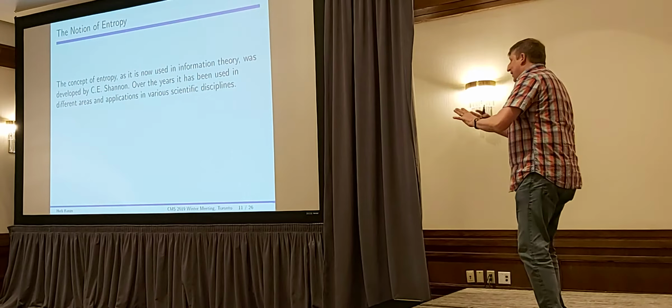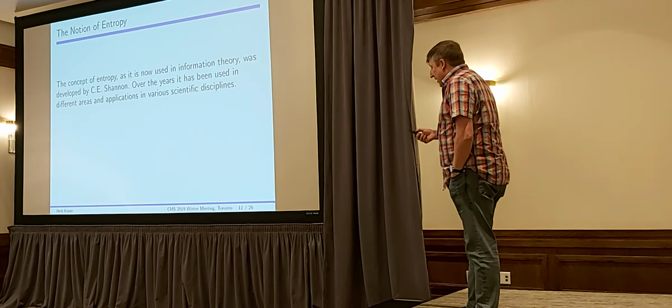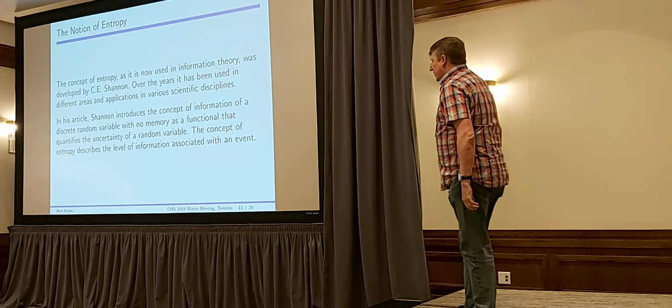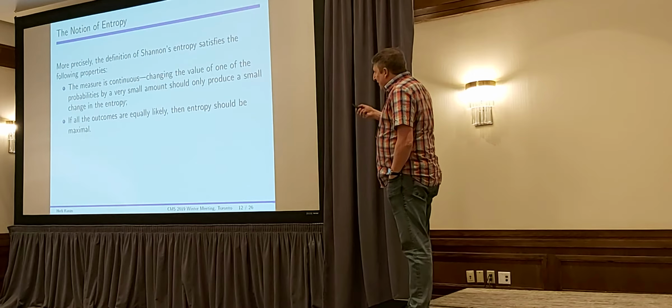Now, adding in entropy. Entropy, the concept of entropy, as used in information theory, came from Shannon, as people in the room will know. It's been used in all kinds of disciplines to capture the amount of information that's involved in what's being looked at. The concept of entropy describes a level of information associated with an event. There are some technical properties that entropy should satisfy.